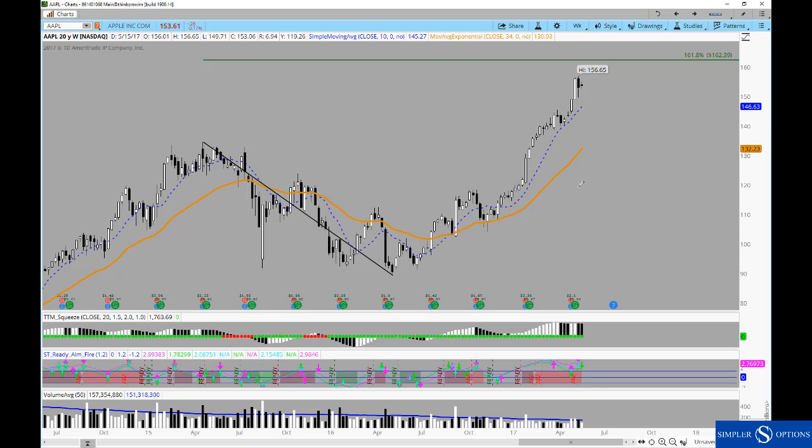I try to think of what hasn't made its big move yet, and I'm looking to Apple for another $10, which may be optimistic. Obviously, I'm not talking about next week, but from a general perspective, focusing on Apple to the long side is the way to go. So that's the big target I have off of the weekly chart.